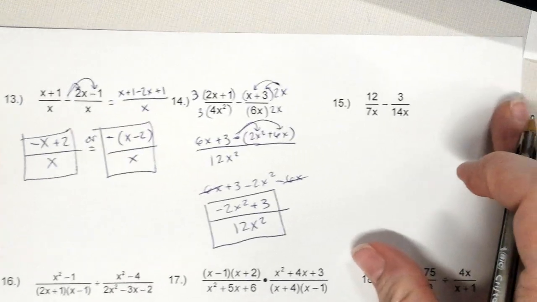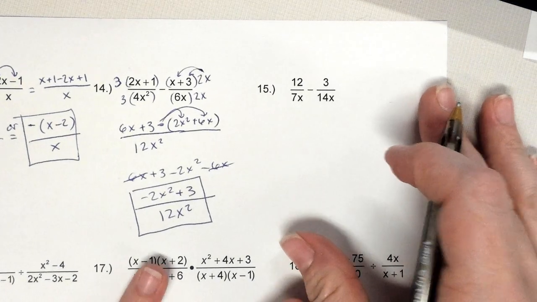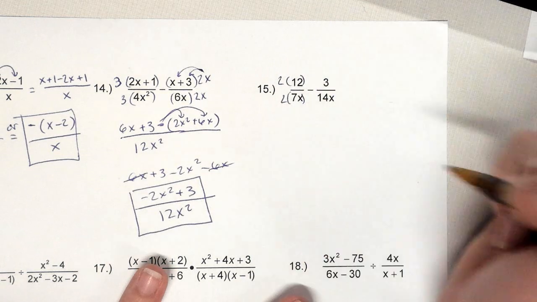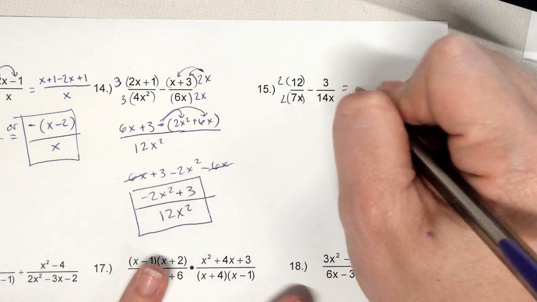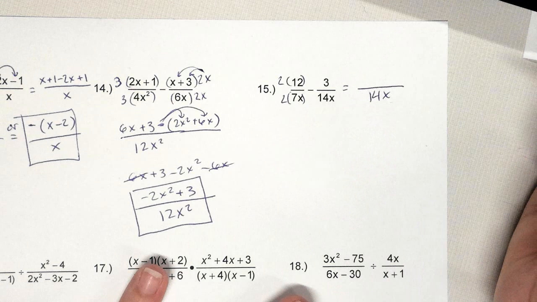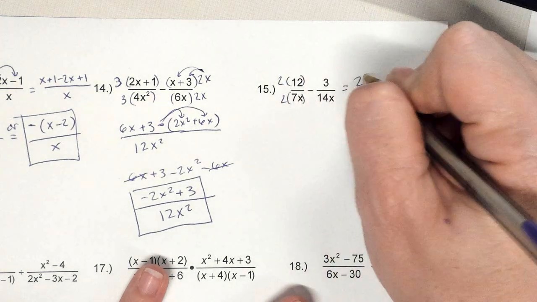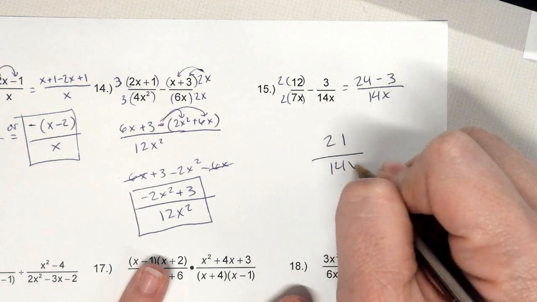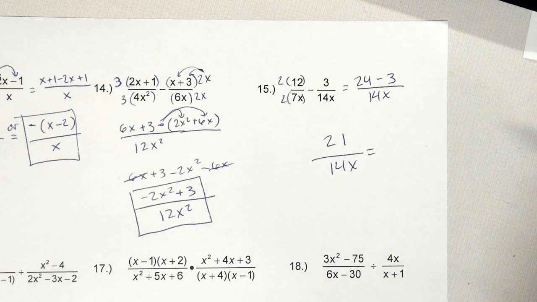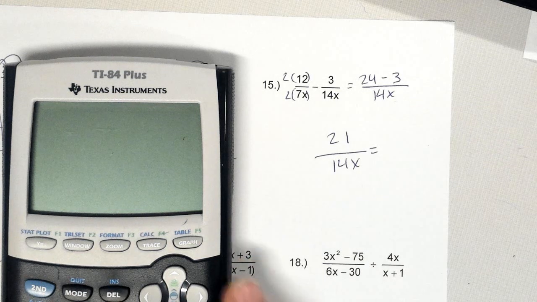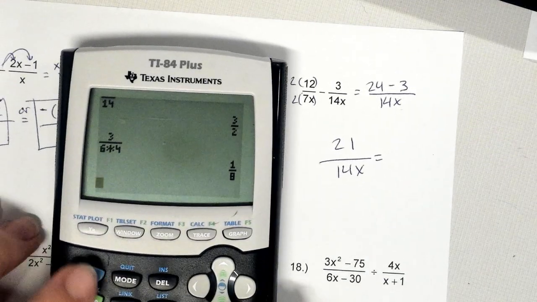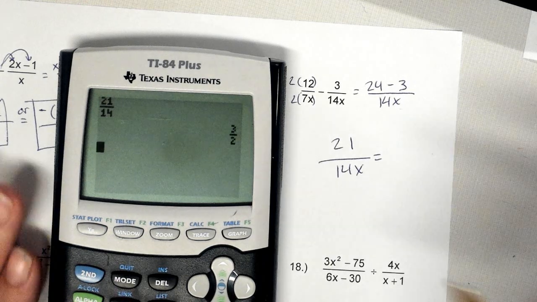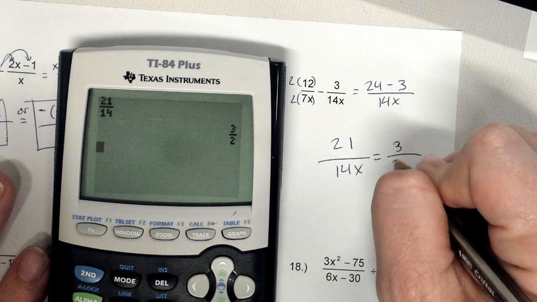Okay, look at number 15. This is times 2 because 7 can turn into 14. They both already have an x. So I know 14x is my LCD. That gives me 24 minus 3, which gives me 21 over 14x, which does simplify because 7 can go into both of those. So you could always use alpha y equals, enter 21 over 14. Don't type the x, and it'll be 3 over 2x.